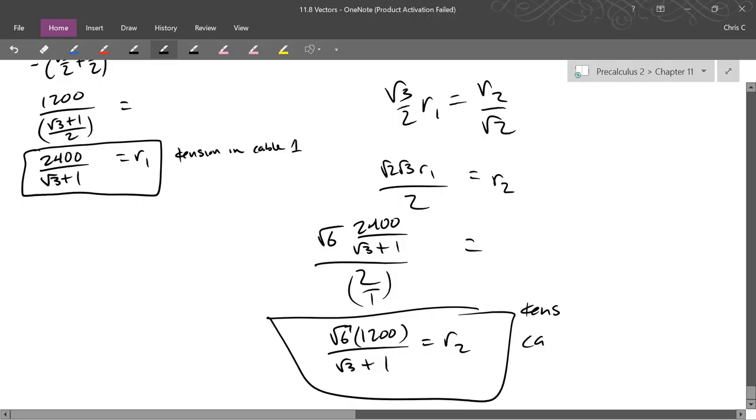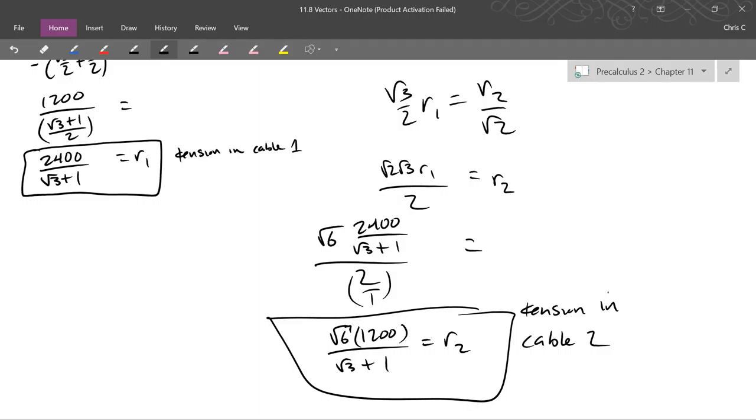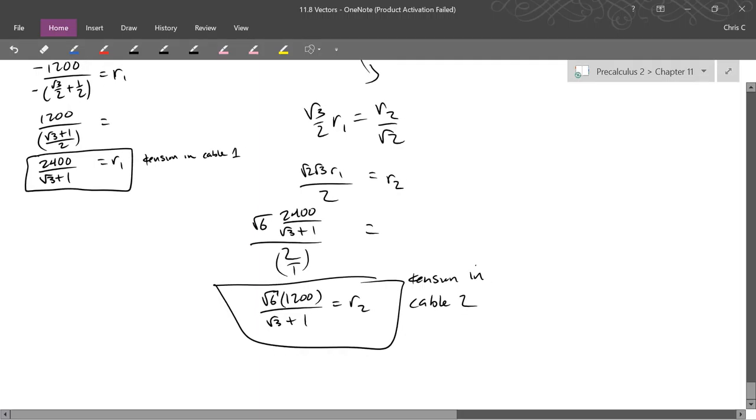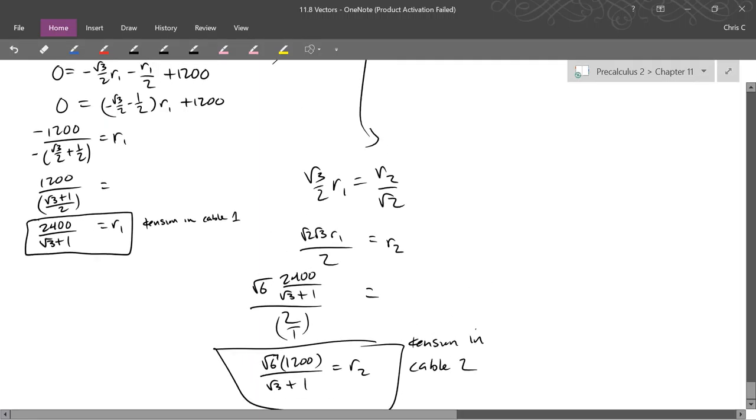Tension in cable 2. Now, if you get a decimal for these, that'll tell you the approximation in pounds of force going that direction. So that was just linear algebra that we did at the end there.